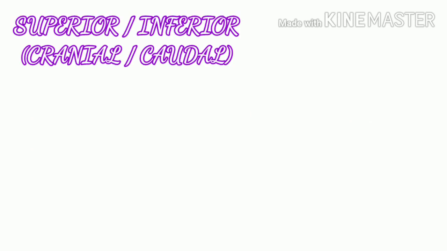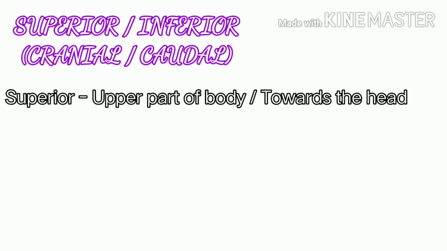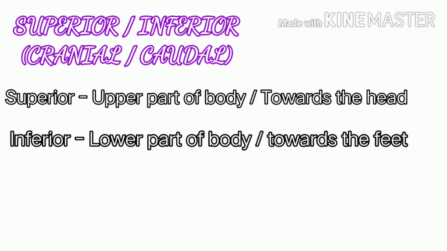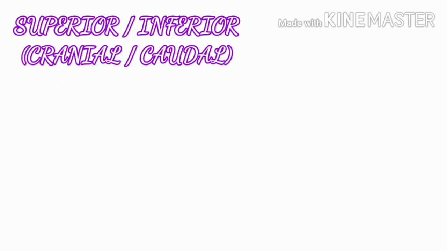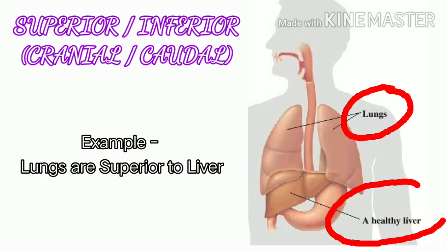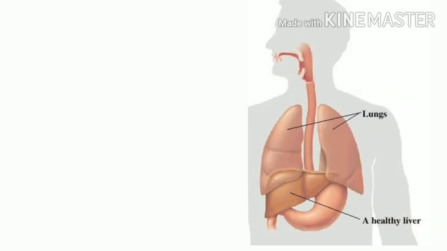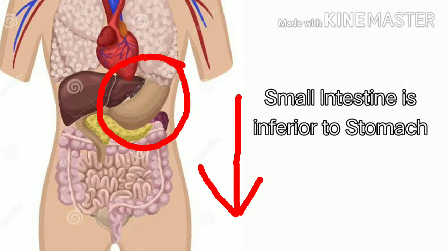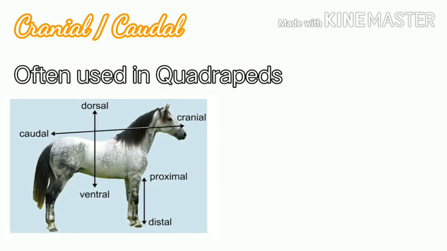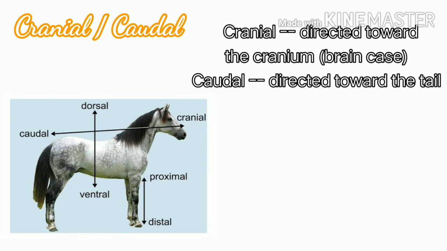The first is superior and inferior, sometimes referred to as cranial and caudal. Superior means the upper part of the body or towards the head, or simply above. Inferior is towards the feet or lower part of the body, or below. An example of superior is the lungs are superior to the liver, and an example of inferior is the small intestine is inferior to the stomach. Cranial and caudal terms are often used in quadrupeds, meaning animals having 4 limbs. These terms are more relatable when we are talking about such animals.